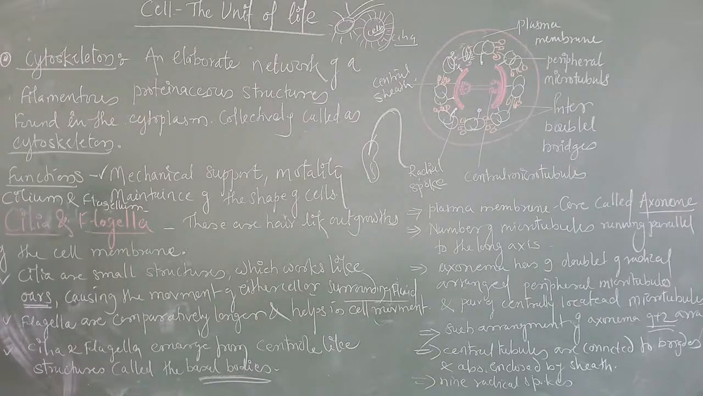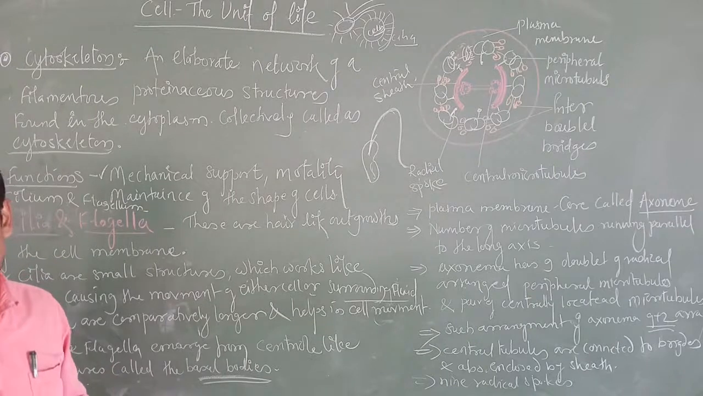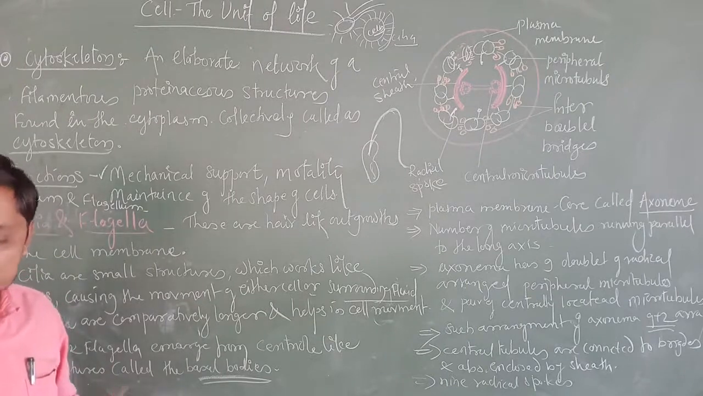These basal bodies are centriole-like structures. Okay, now this is about where you are going to find the cilia and flagella. The singular form of cilia is cilium, and flagellum. These are the hair-like outgrowths of a cell membrane.